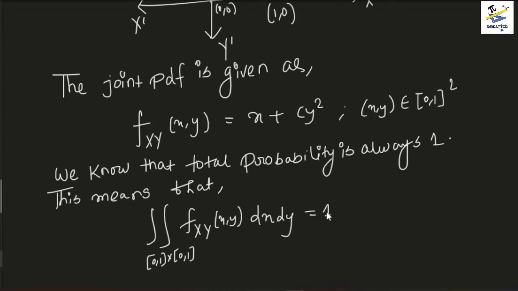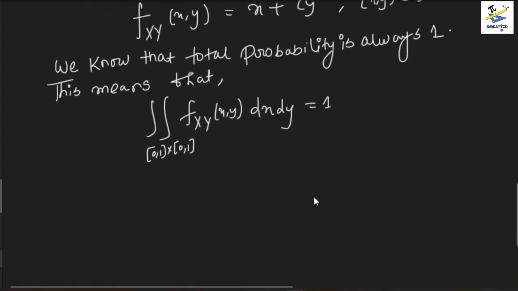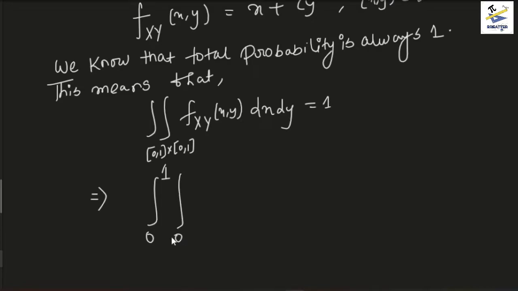Since total probability is always 1, we understand that the integration over the region 0 comma 1 to 0 comma 1, that is the rectangular region of the joint PDF, would result in a 1. Now how do we do that? Well, it means 0 to 1 and 0 to 1, because x and y are independent of each other, so we can write it directly as x plus cy square dx dy equals 1.